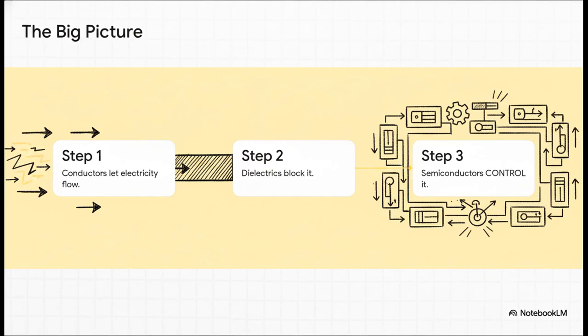So let's just recap it one last time, nice and simple. Conductors, they just let electricity flow. Dielectrics, or insulators, they just block it. But semiconductors, they give us the ultimate power. The power to control it, to switch it, to direct it, to make it do our bidding.